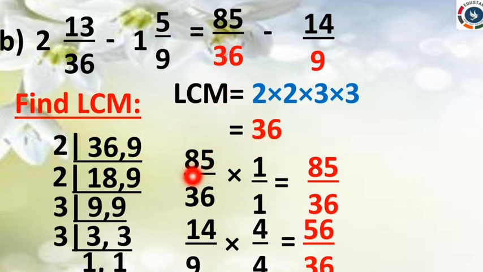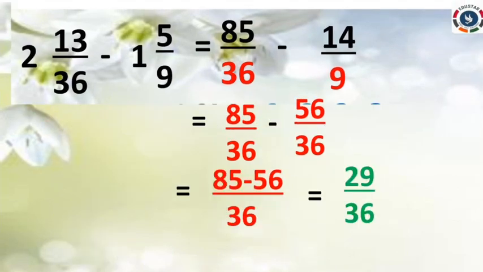Then take and write the first fraction, 85 by 36. So 36, already we are having the same value. So you multiply 1 by 1, you will get 85 by 36. And then second fraction, 14 by 9 you take. In the denominator we have 9. That 9 we want to convert into 36. So you have to say the ninth table. What you multiply by 9 you will get 36? So 4. So you multiply 4 by 4. So 14 by 9 into 4 by 4 is equal to 56 by 36. Take and write in the questions.